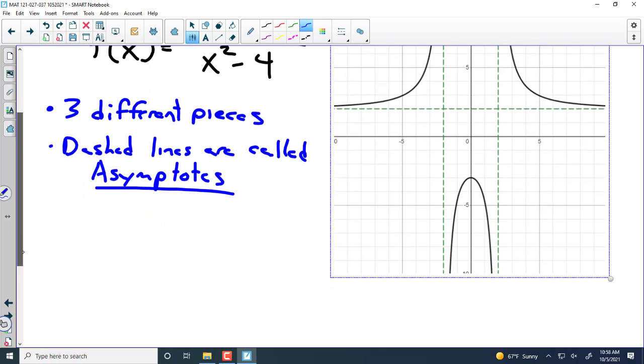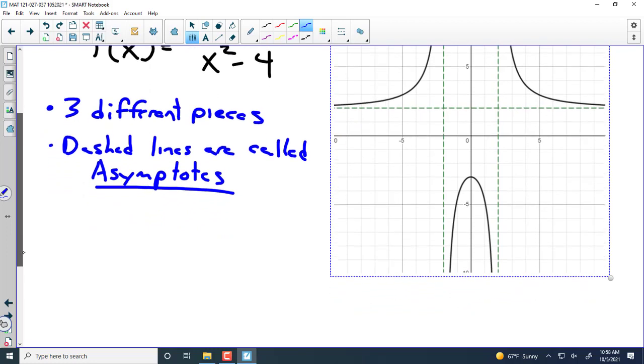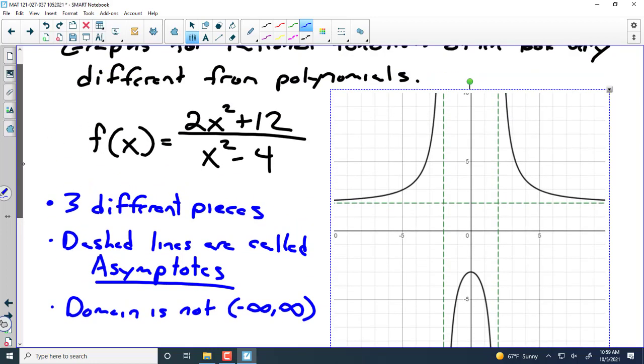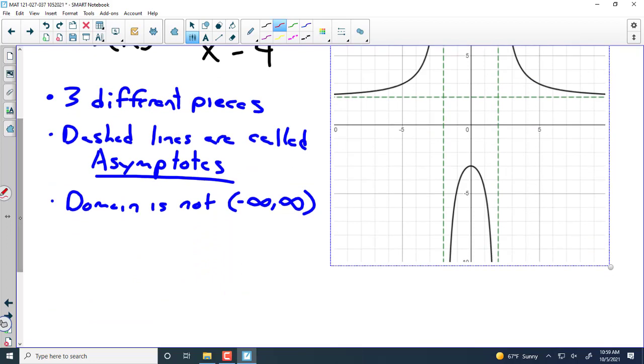And what else do I want to say about this thing? 3 different pieces, dashed line, domain is not negative infinity to infinity. And as we all know, everyone, is this a parabola right here? Where do parabolas come from? What do we have to draw to get a parabola? What graph or what equation? A quadratic. This is not a quadratic, it's a rational function. So this is not a parabola.